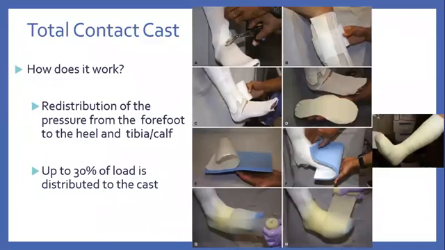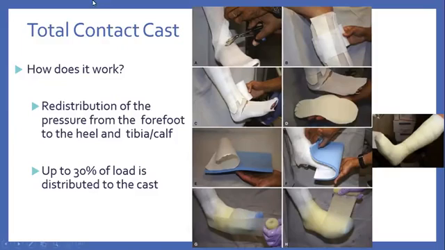How does a total contact cast work? It redistributes the pressure from the forefoot to the heel and to the tibia and the calf. Up to 30% of the load is distributed in the cast part, not the foot part.